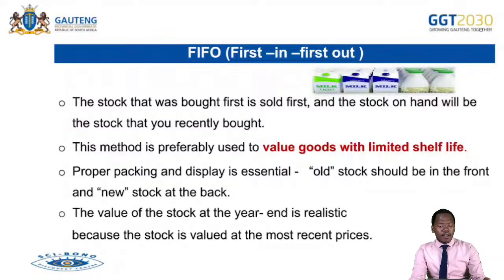Right, grade 12, what is an advantage now of using first in, first out? This is one of the advantages, that now our closing stock value will become realistic compared to the weighted average method. So our closing stock value is very realistic. Now, why is it realistic, grade 12? Because our closing stock will be valued using the recent prices.